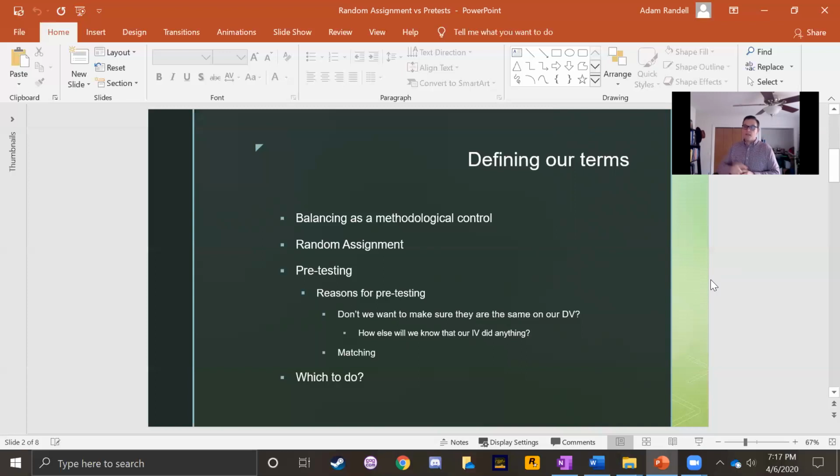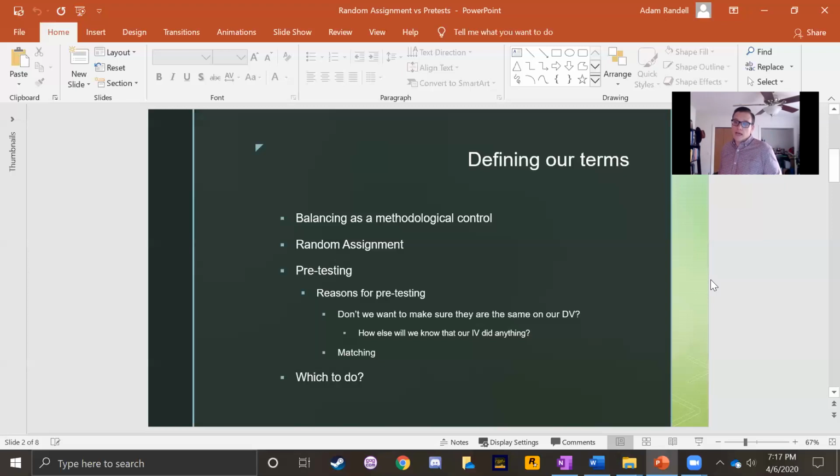All right. Pre-testing, on the other hand, is a situation where we test them first, and then we assign people with roughly the same qualities to each of our experimental conditions. Now, we also use pre-testing to match people. Sometimes I have students who are learning this for the first time or who are new to research methods. They'll say something to the effect of, well, don't you need to measure them on the DV first so that you know that your IV has done something?